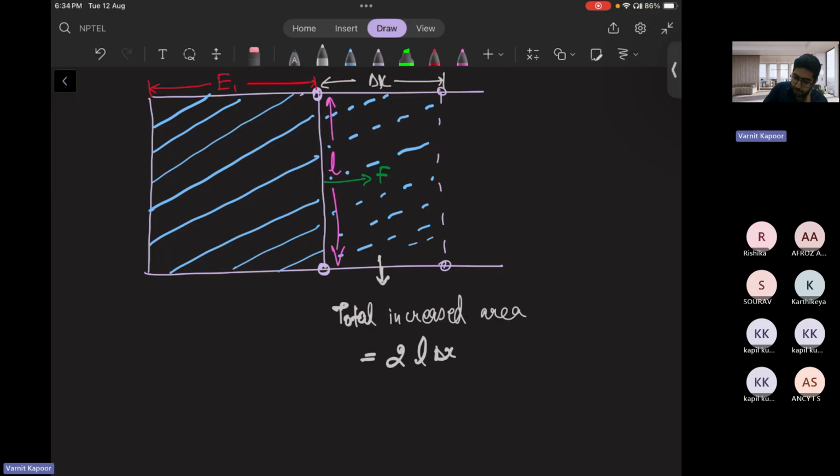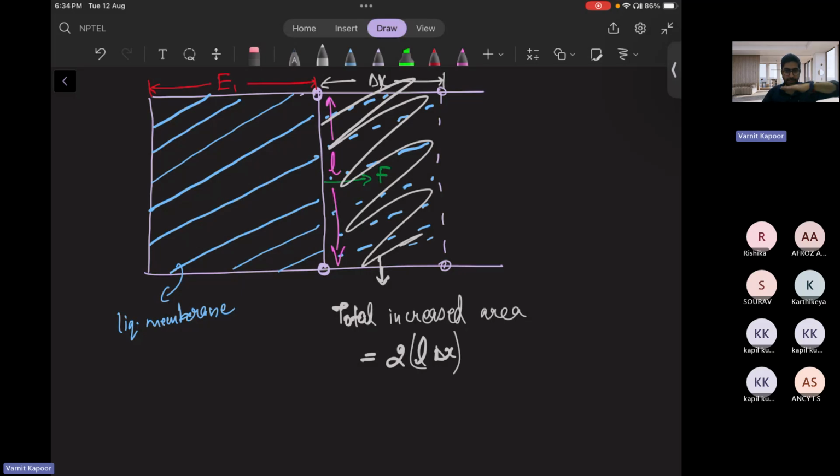So this is your liquid membrane. Are you all able to understand why the total increased area is 2 times L into delta x? Because there is an upper sheet which is in interaction, whereas the below side is also in interaction, which you can't see from it. Okay, so 2 times L into delta x.